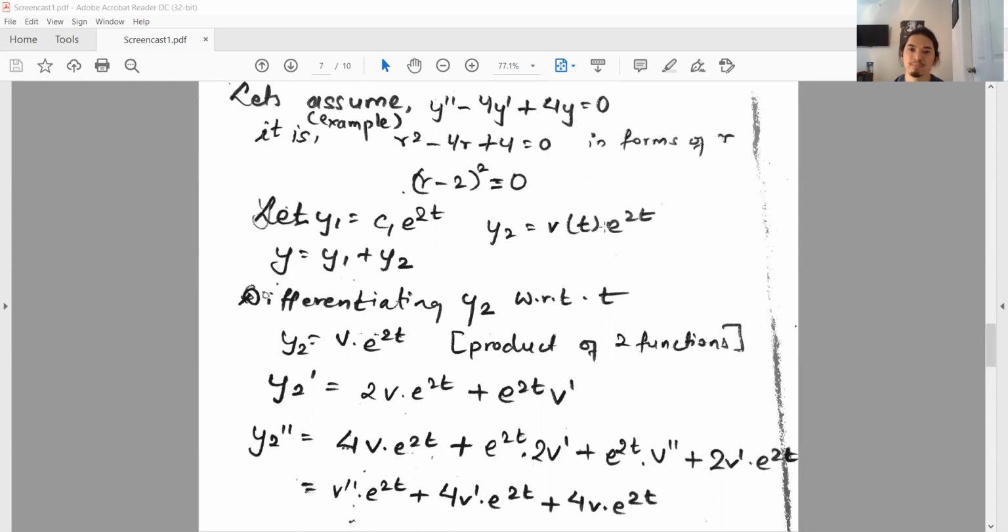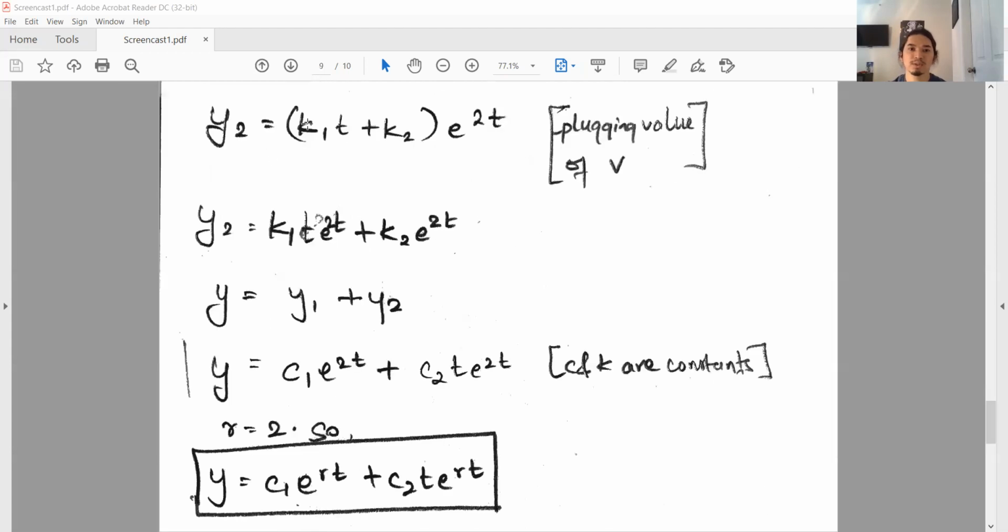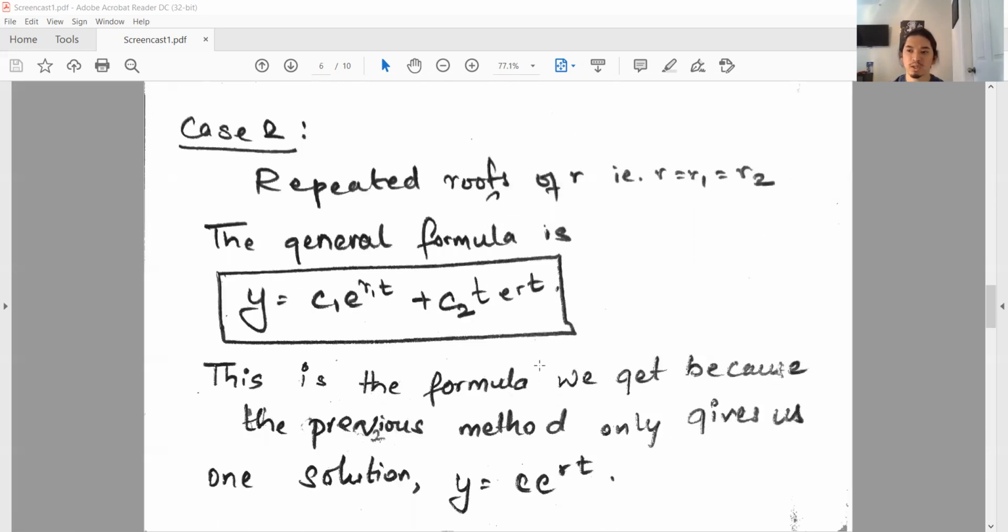So we have to plug that value in for y2. So we get y2 equals k1t plus k2 times e to the t. After simplifying and multiplying, we get y2 equals this value. So we know y equals y1 plus y2, and c1, c2, k1, k2 are constants. After just plugging the value in, we get y equals this value right here. And we know 2 equals r. So switching the value for r right here, we get this general formula, which is the same as the one we got earlier.